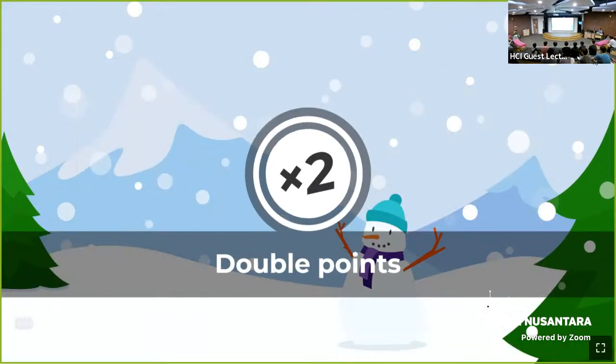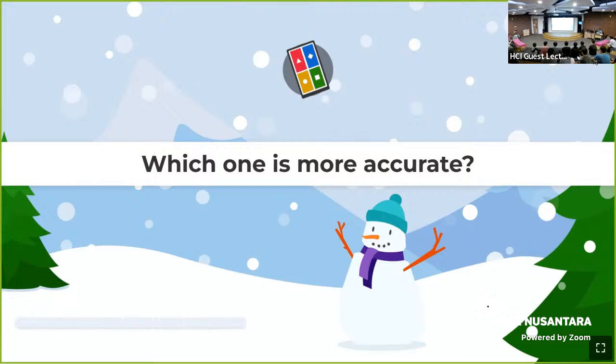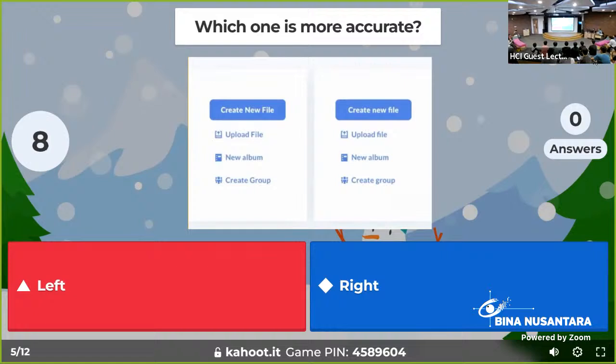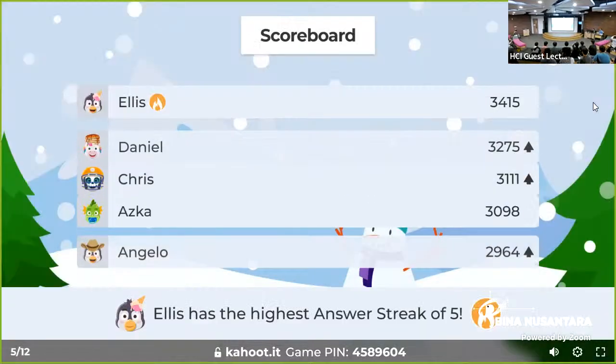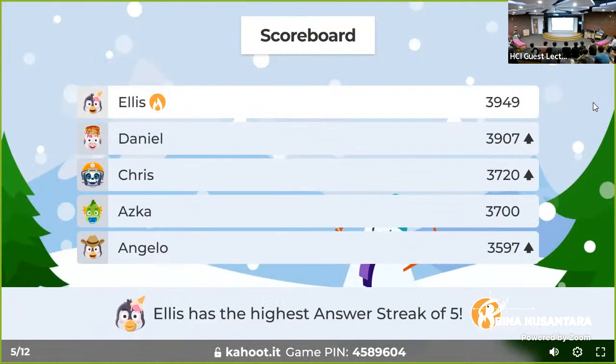It's double points, guys. All right, the copy. The correct one is the right one because it's consistent. If you want to use capitals, use capitals. If you don't want to use capitals, do not use them. The left one is all mixed. Next.